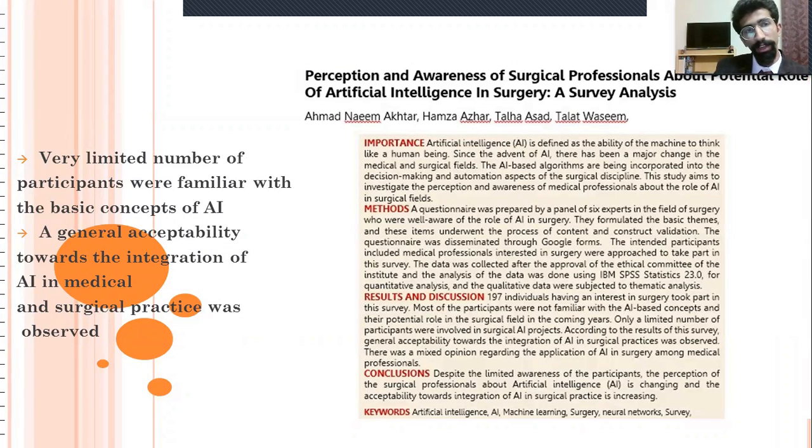Recently, we conducted a survey where we asked different surgical professionals about their perception of artificial intelligence. We asked them different questions about the basics of AI. Our results showed that most of the participants were not familiar with the basic concepts of artificial intelligence. However, a general acceptability towards integration of AI in medical and surgical practice was observed.